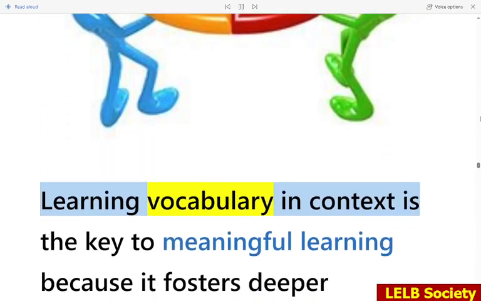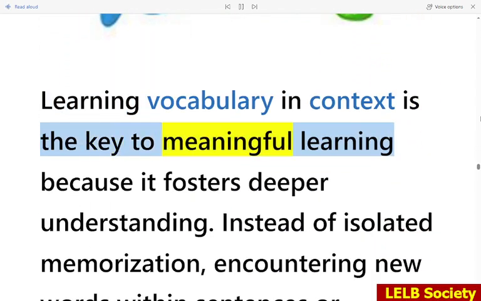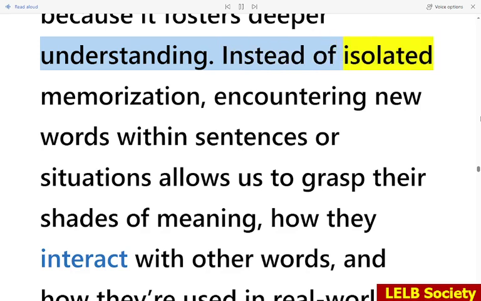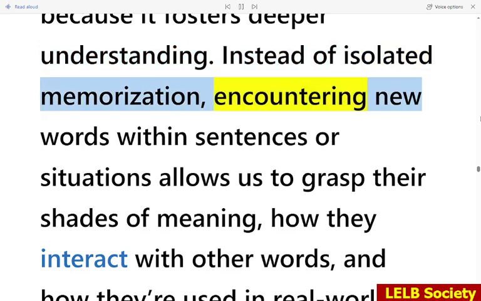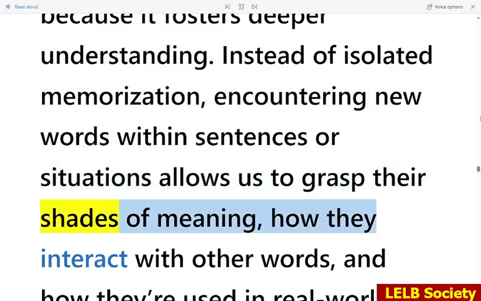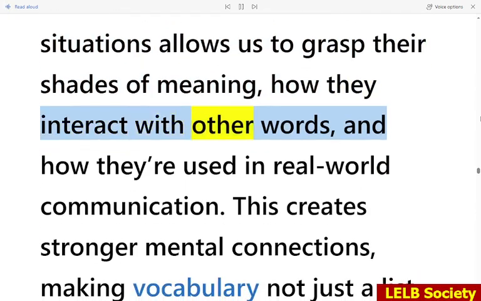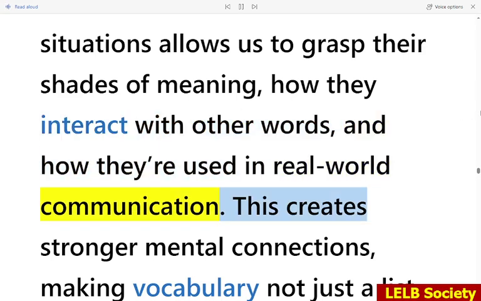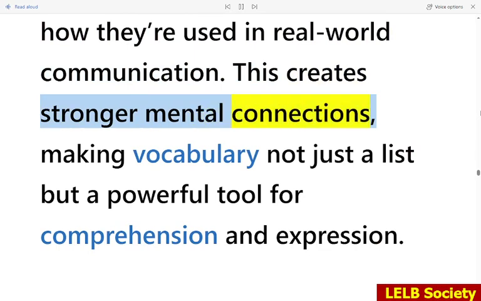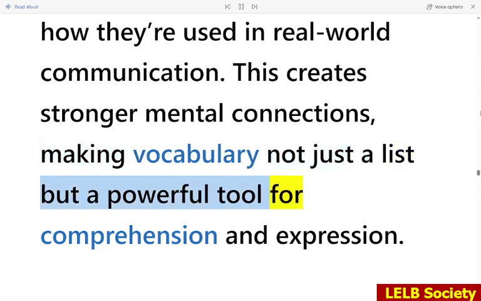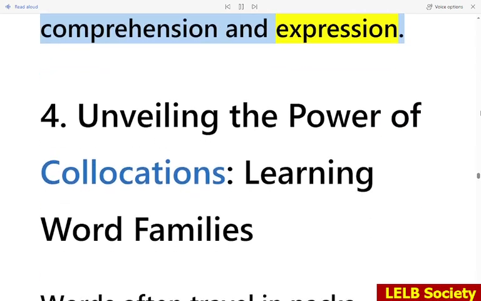Learning vocabulary in context is the key to meaningful learning because it fosters deeper understanding. Instead of isolated memorization, encountering new words within sentences or situations allows us to grasp their shades of meaning, how they interact with other words, and how they're used in real-world communication. This creates stronger mental connections, making vocabulary not just a list but a powerful tool for comprehension and expression.